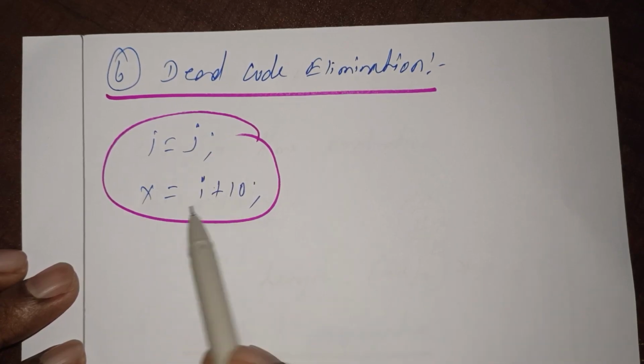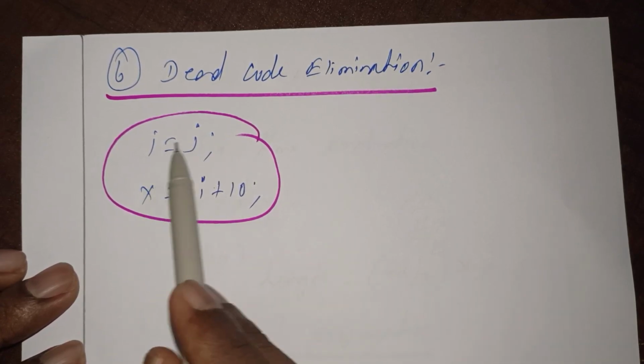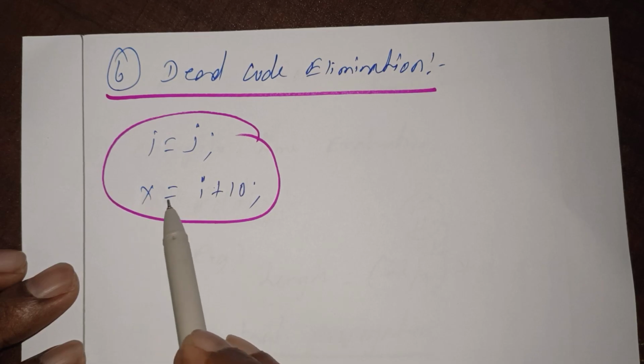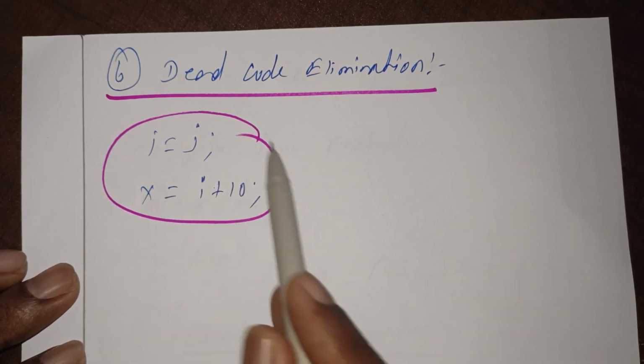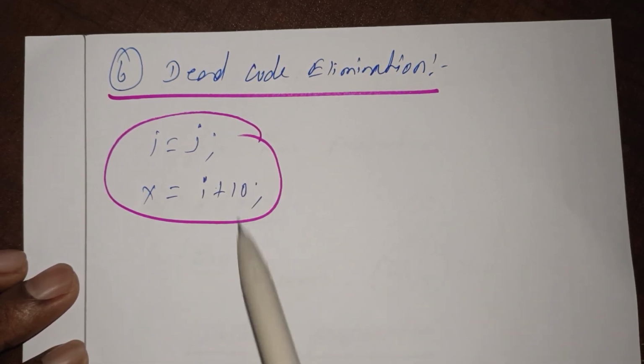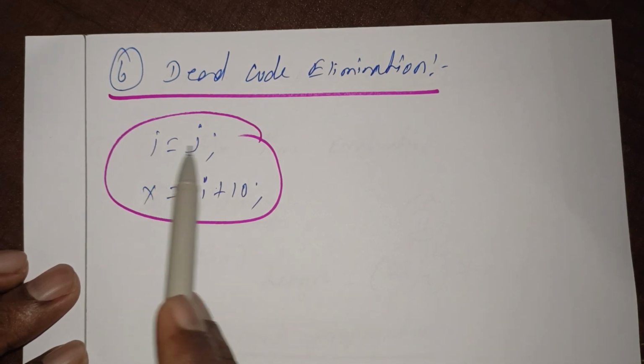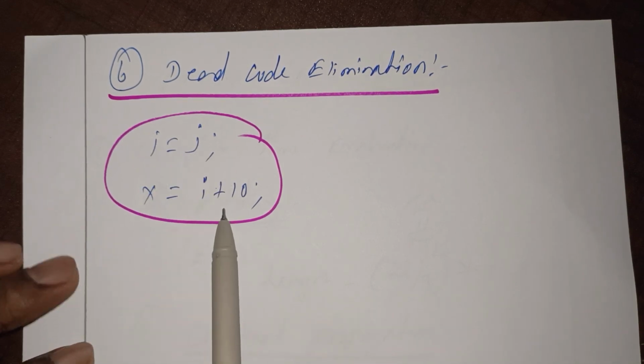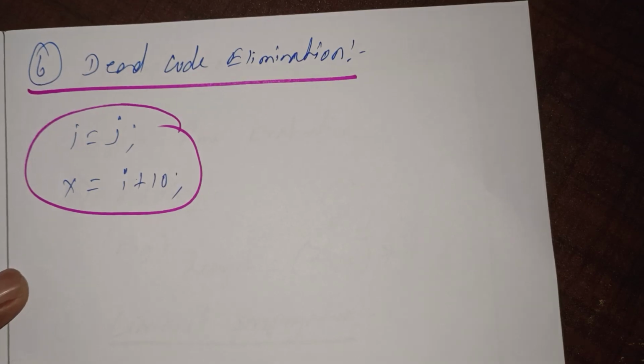We don't know what j is. So whenever we have this initialization, x = i + 10, we can call it a dead code. This is one example, because this particular line will never reach the second line. This is one example I can tell.